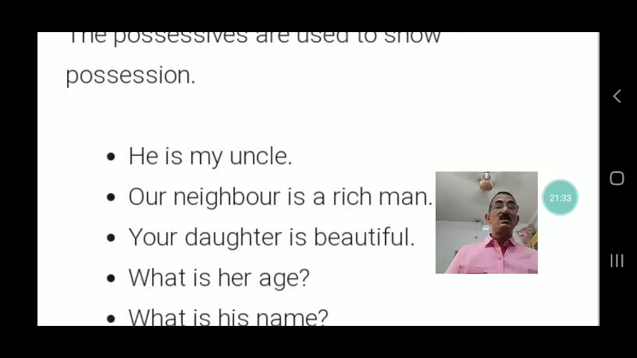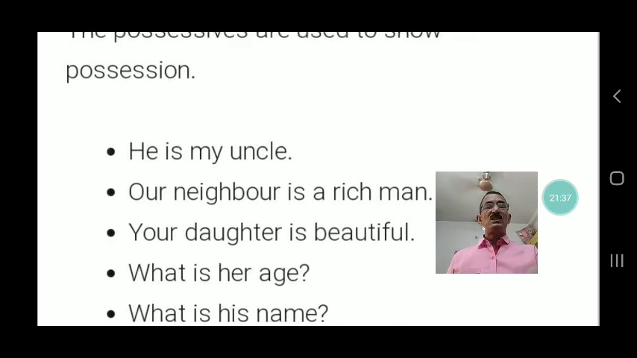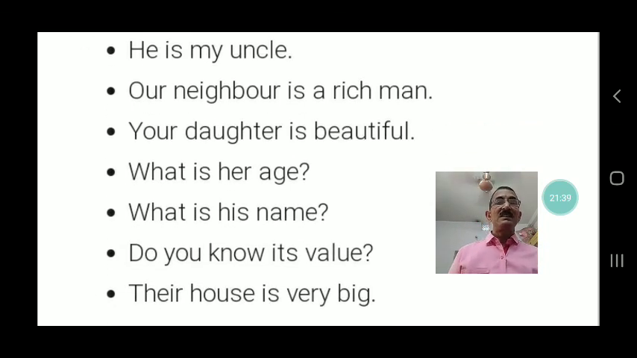Your daughter is beautiful. What is her age? What is this? His name. Do you know its value? It shows possession. Their house. Whose house? Their house is very big.